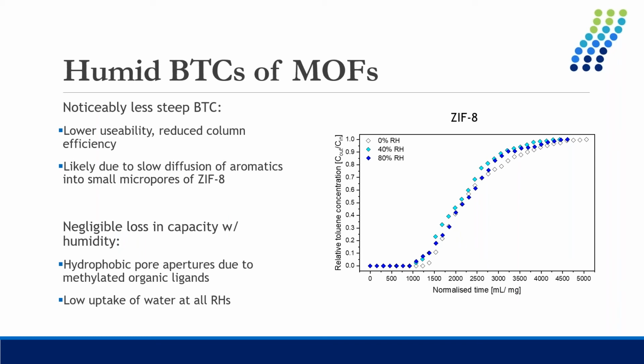So humid breakthrough curves. With ZIF-8, similar to zeolite Y, we see very limited competition occurring. But you might notice that we have a much less steep breakthrough curve. And so this reduces the overall column efficiency. This is likely due to the slow diffusion of aromatics into the small micropores of ZIF-8. So although it has a flexible pore structure, its pores are still small enough to restrict adsorption. And again, negligible loss in capacity due to this hyperhydrophobicity.